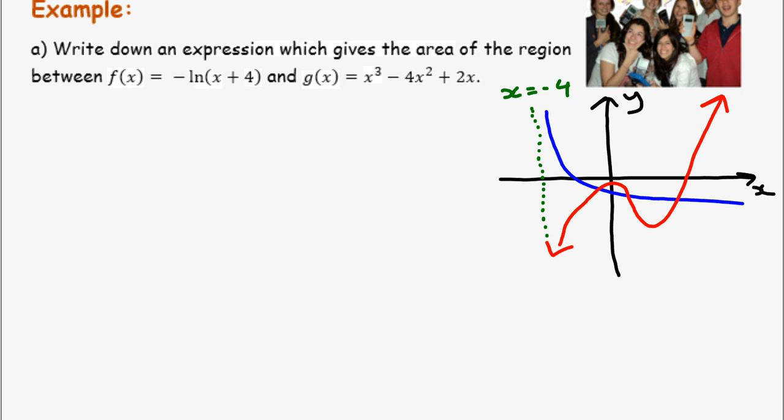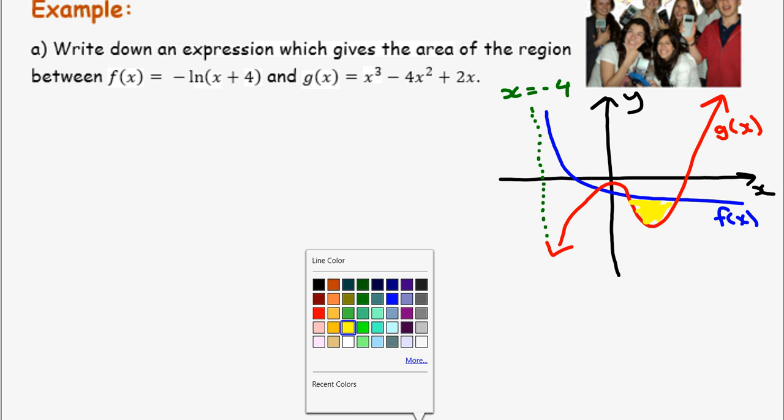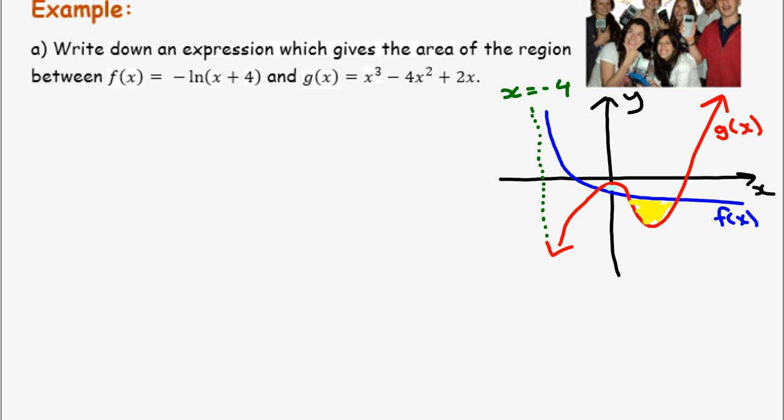So that's a cubic, and that one is g of x, and the blue one is f of x. So the area is going to be here. There are two separate areas, the yellow area and a blue area. We're going to have to separately work those out and add them together.